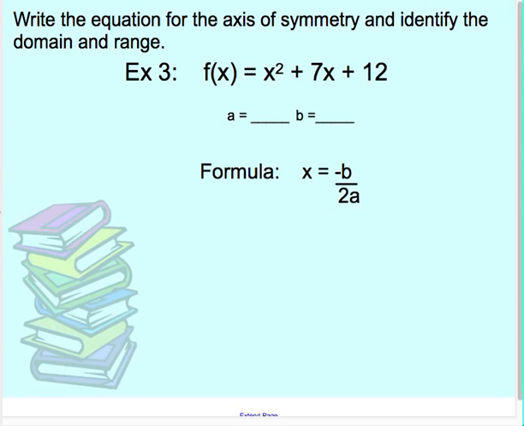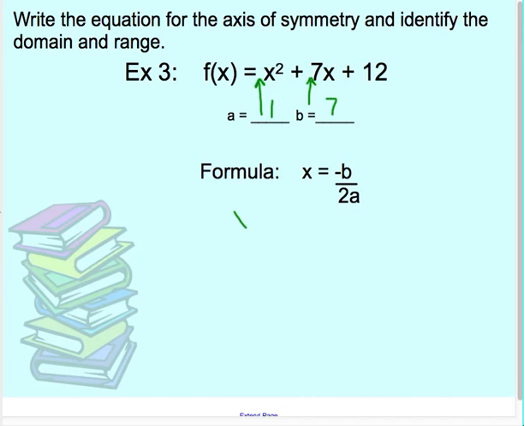Now we're going to take a look at finding the axis of symmetry from the equations. So our first equation is in standard form. So we're using the formula x equals negative b over 2a. So we have to identify the a and the b values. The a value comes from the coefficient of your x squared term, in this case 1. And the b value comes from the coefficient of your x term, which is 7.